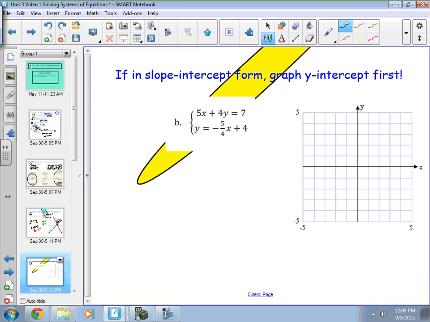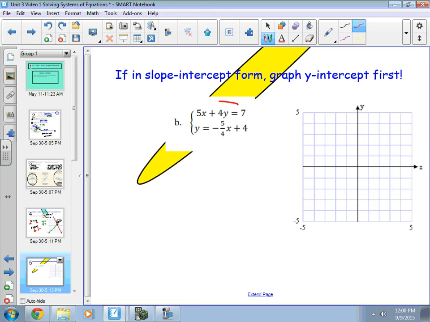Okay, let's try another one out here. We want to graph these two out. If we look at the first one, that might be one that looks like it could be good for cover-up method. However, if we do cover-up method here, we'd have to divide 7 by 5, and that doesn't look like it's going to come out very nice. So maybe cover-up method's not the best. Let's try getting that in slope-intercept form.